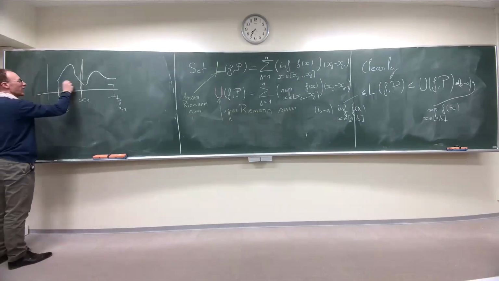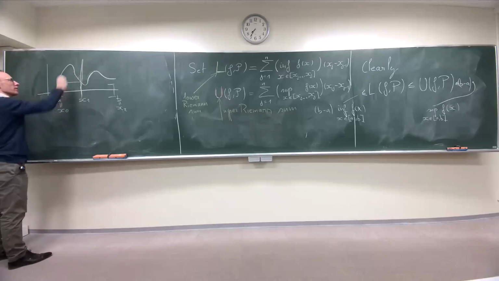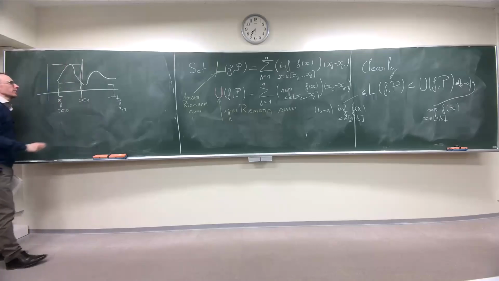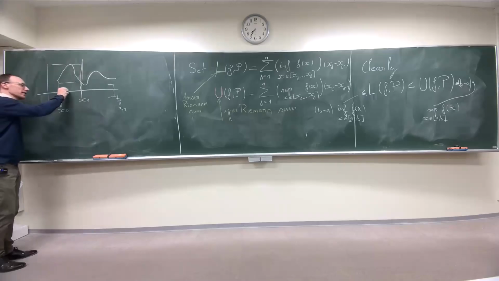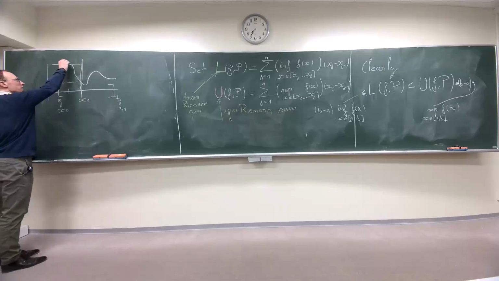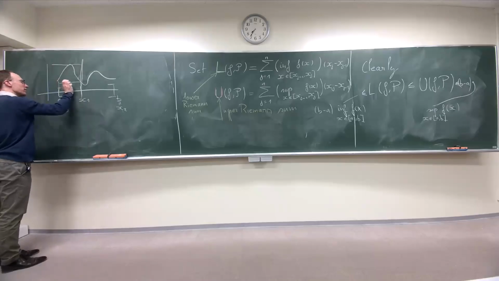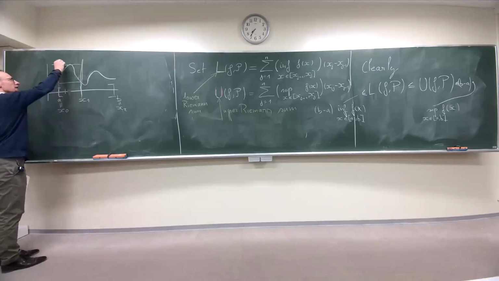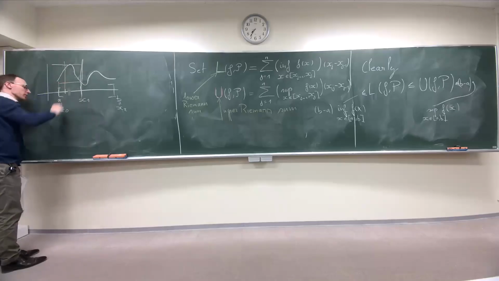The minimum value is here. The maximum value is here. Now suppose I subdivide. I'm subdividing. I do one more subdivision.